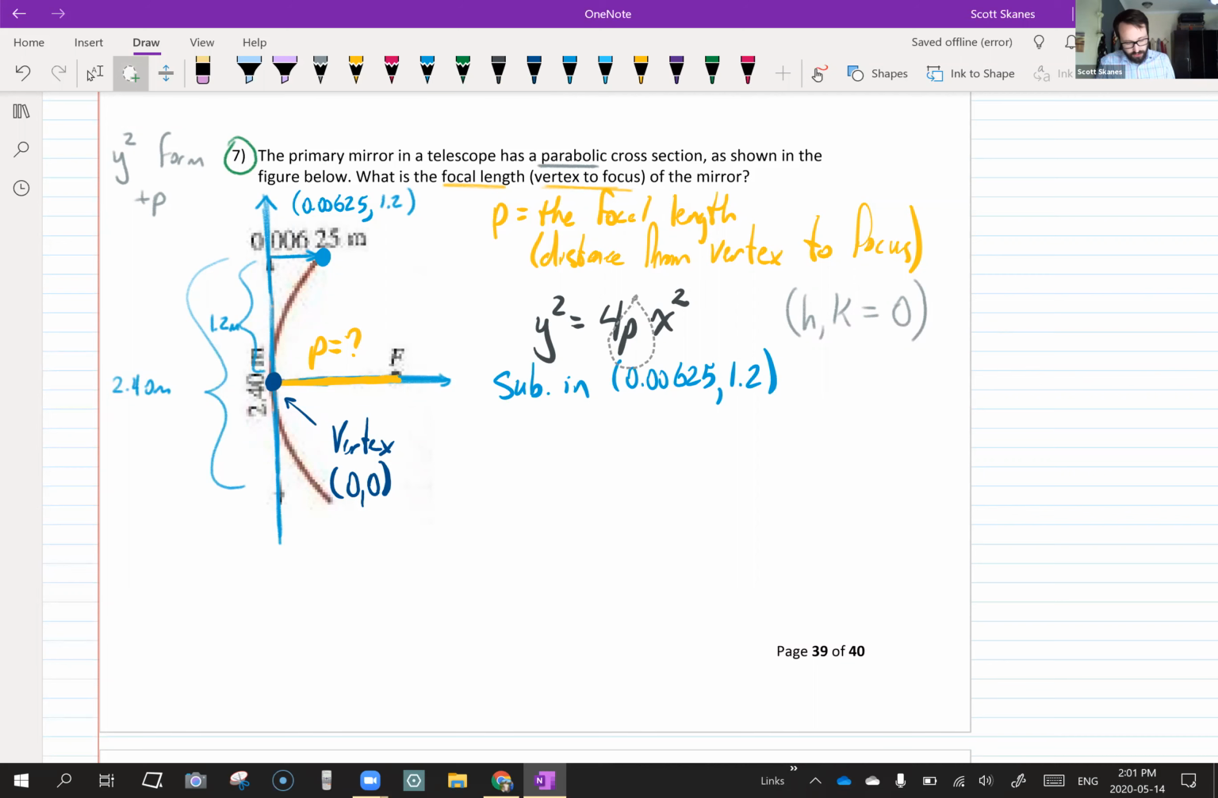Because again, the whole question was find the p-value. So that's what I'm going to do. Substitute those values in. What do I have? Well, that's 1.2 squared equals 4 times p. And then my x squared. What's x squared? Well, x is 0.00625. Wait.